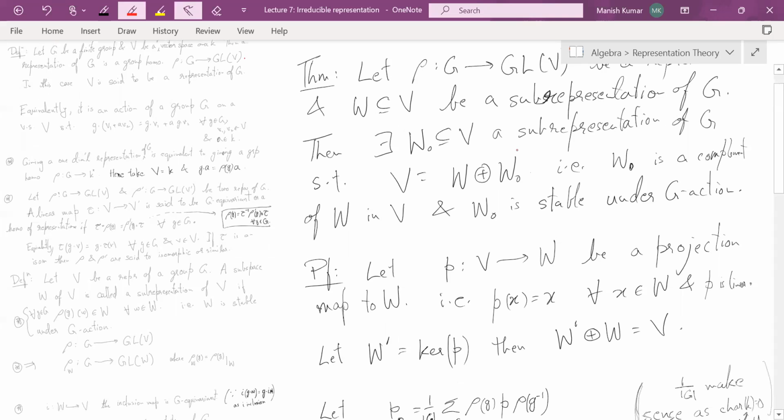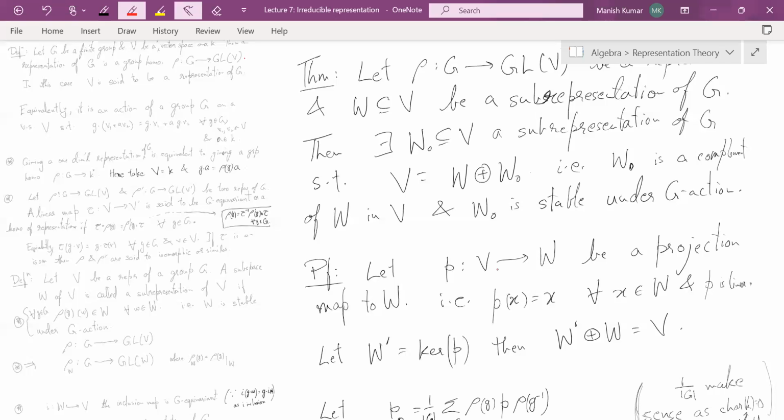So how do you cook up W0? As you know, it is some complementary space. What we do is take some projection onto W. You start with a projection map P from V to W. So what is a projection map? On the subspace W, it should be the identity, and the image should be W.